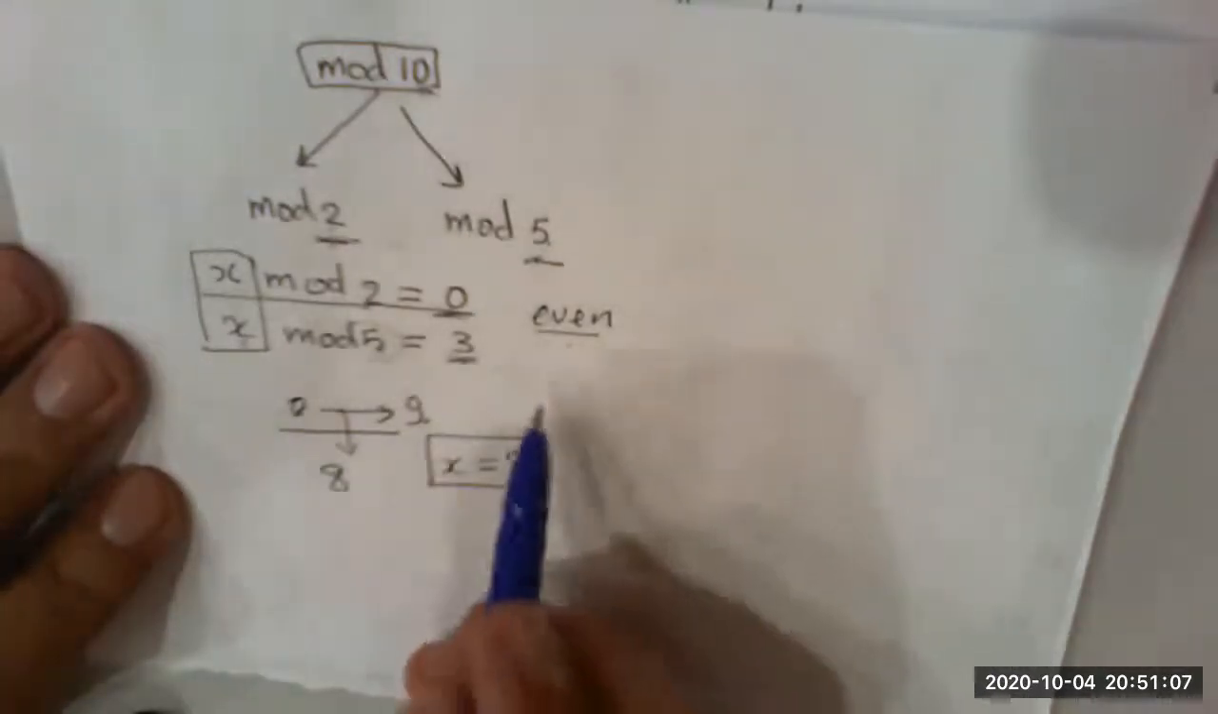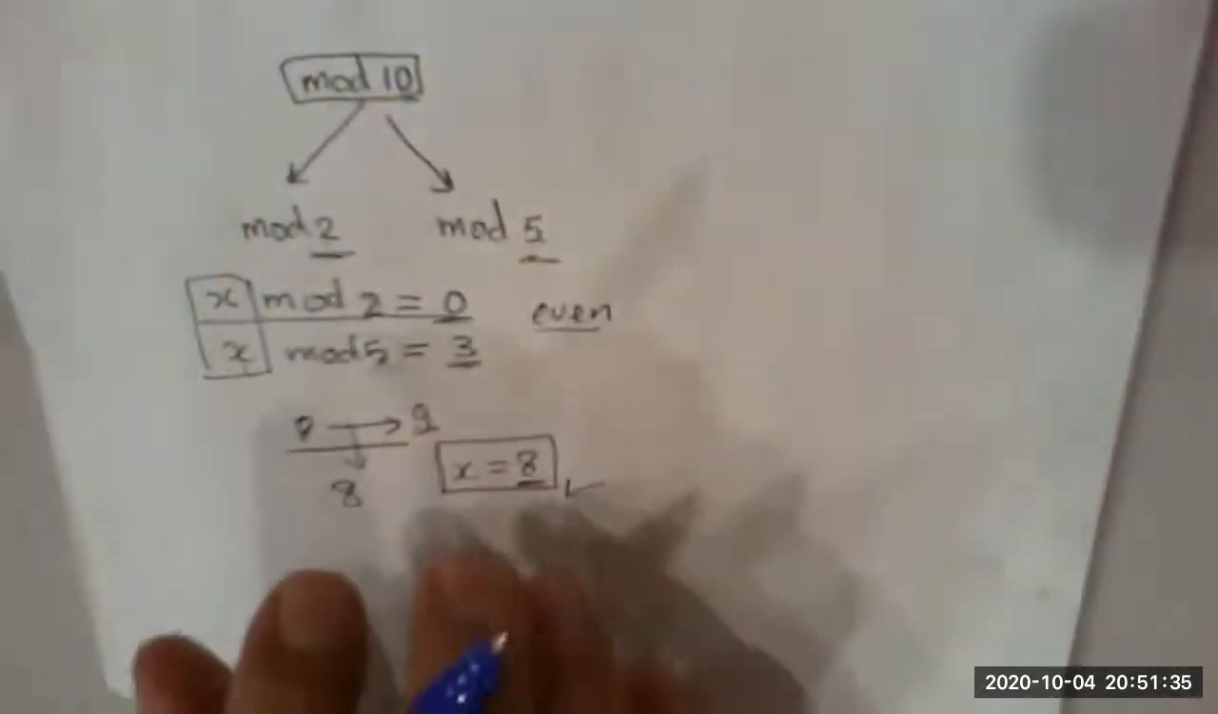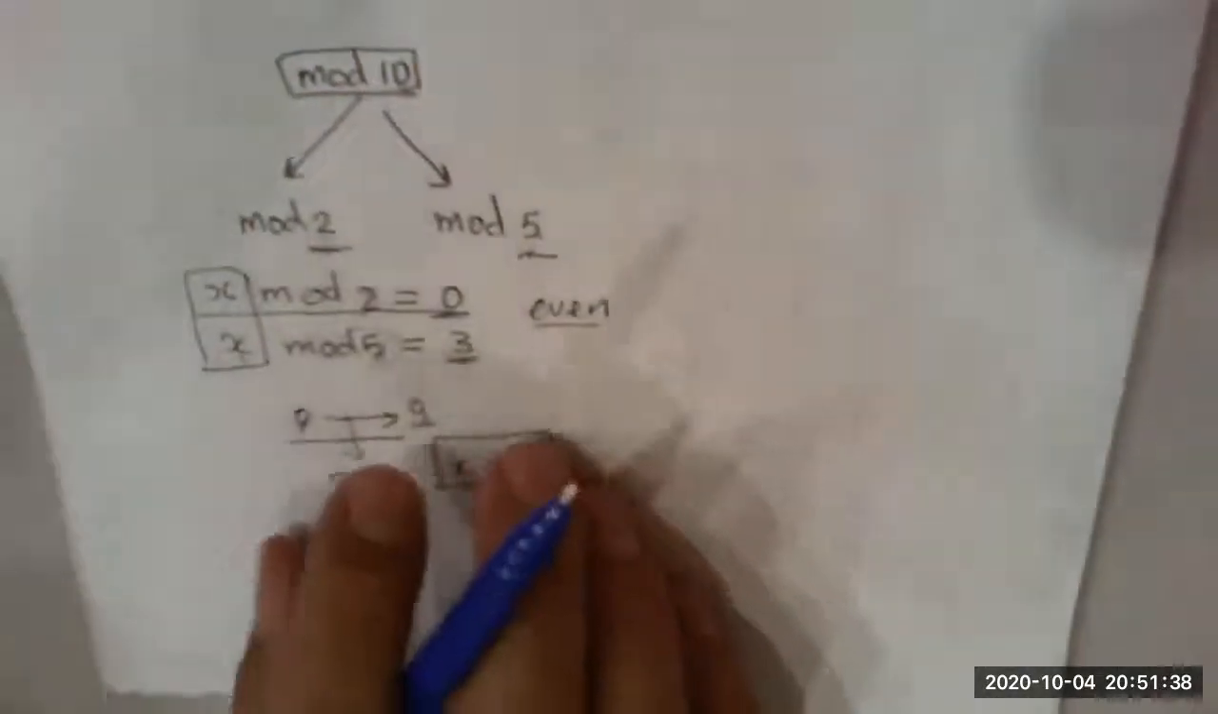There is no other way. All these conditions hold: even number, 8 mod 5 equals 3, and it is between 0 and 9. How did I know that it is between 0 and 9? Because I can construct x using the base, which is 10. If I multiply 2 by 5, it is going to give me 10. So this is the Chinese remainder theorem.